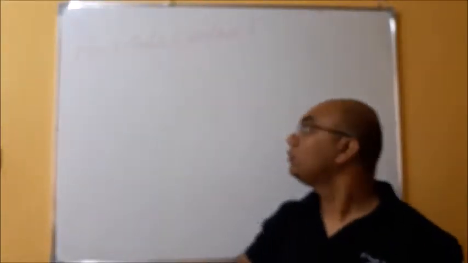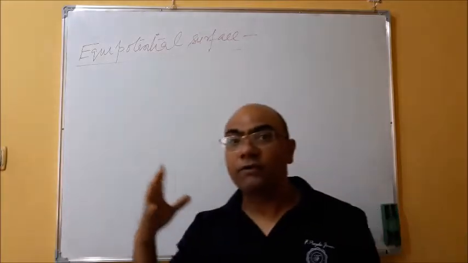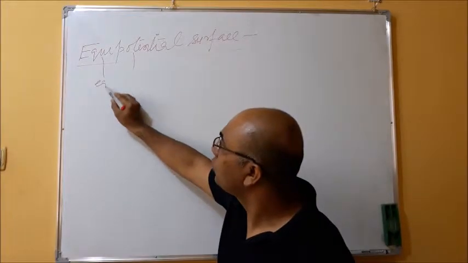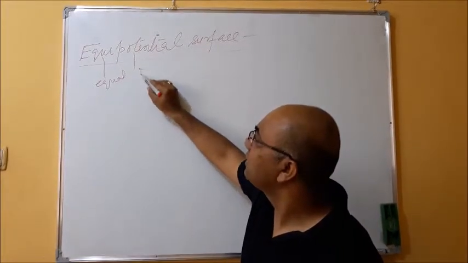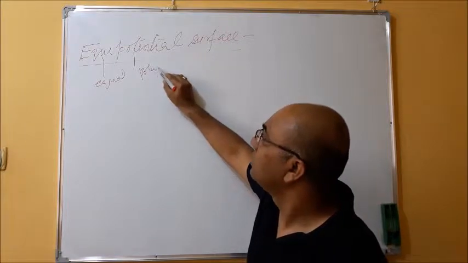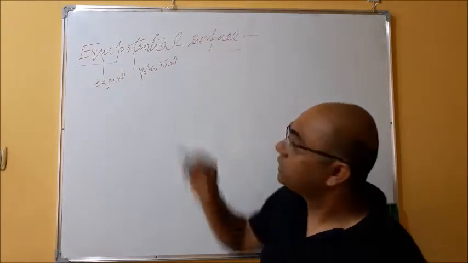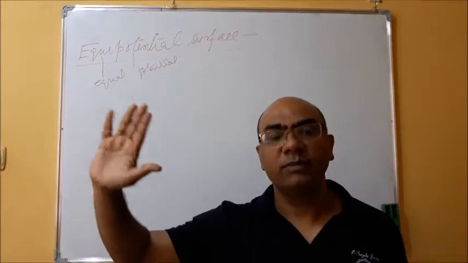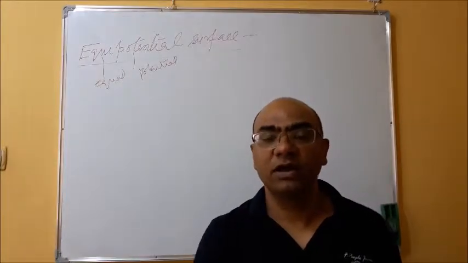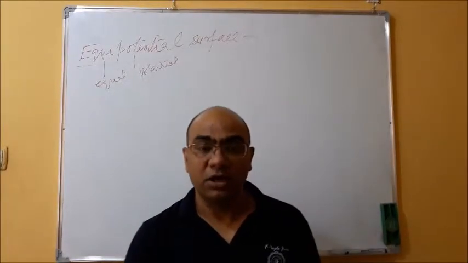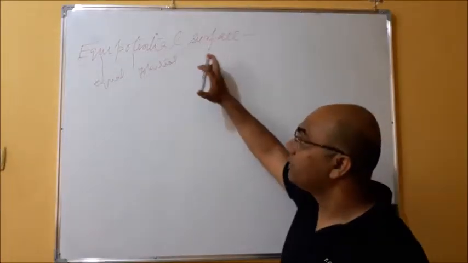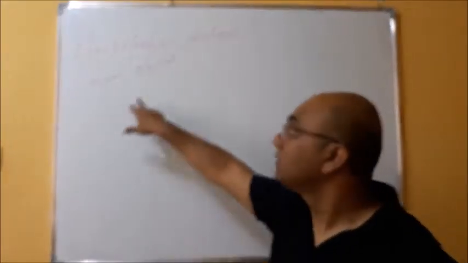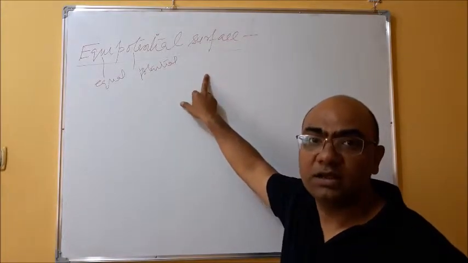The topic is equipotential surface. From the name it is clear: equi means equal, potential means the value of potential, and surface. So a surface at which the value of the potential is the same everywhere is called an equipotential surface. Theoretically, a surface where the value of potential is equal at every point is called an equipotential surface.